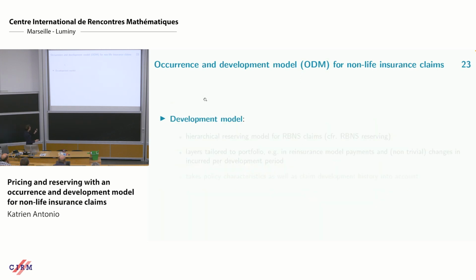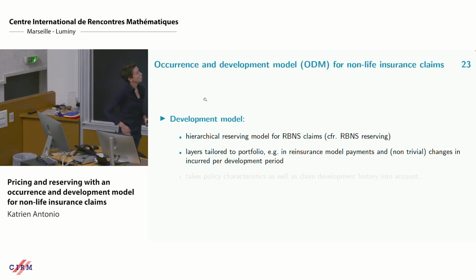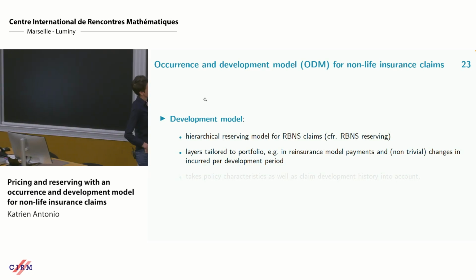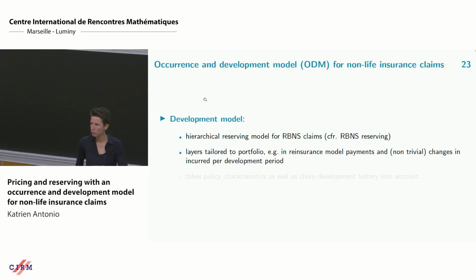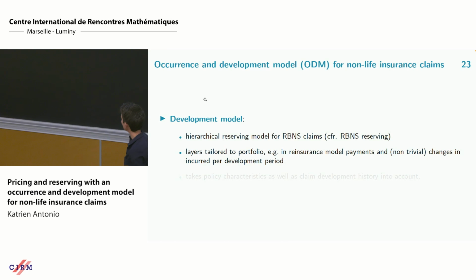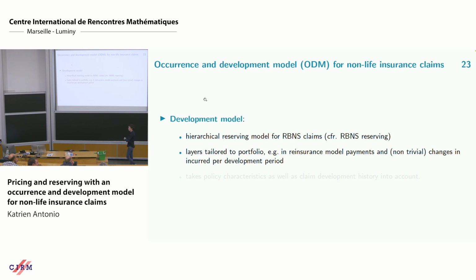That's the occurrence part. What about the development part? There we're going to stick to that hierarchical reserving model that I just mentioned. But again, I of course need to make it very tailored to the kind of case study or to the kind of portfolio that I'm looking into. So for instance, if I do this with reinsurance, then I will also look at changes in the incurred amount and need to specify layers to handle that as well.